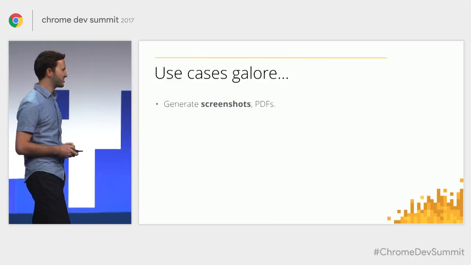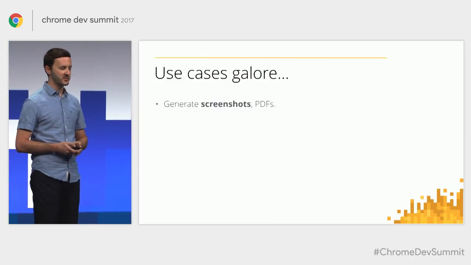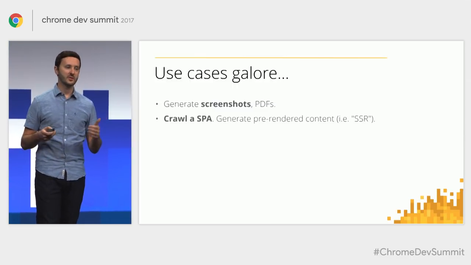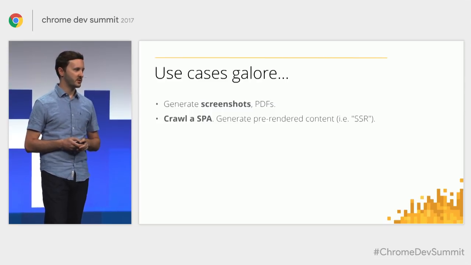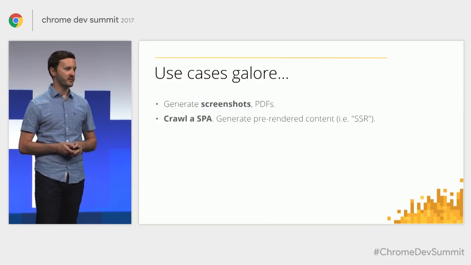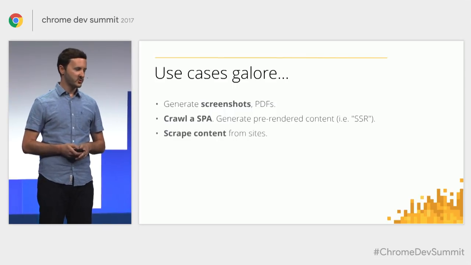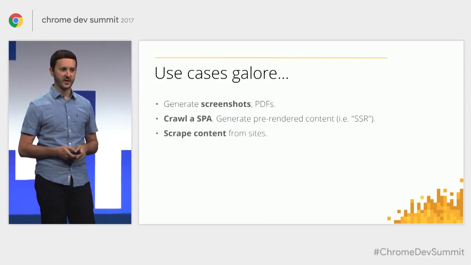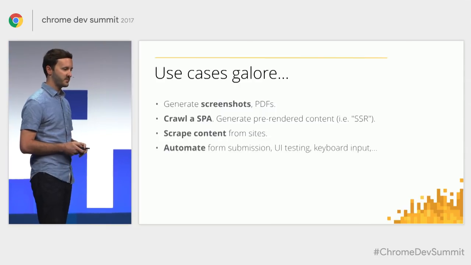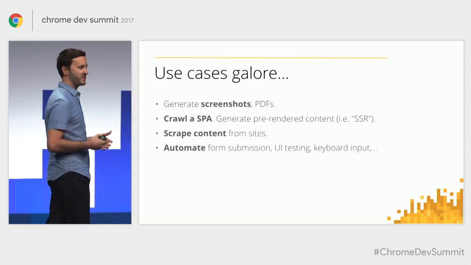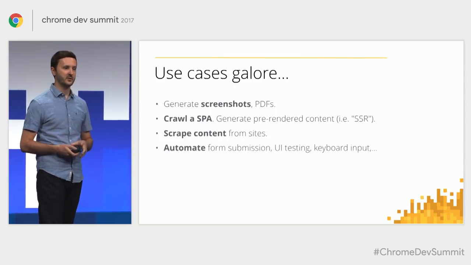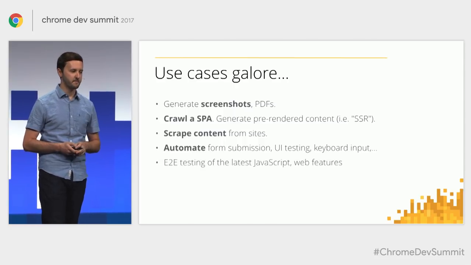So you can generate screenshots. You can create PDFs. That's pretty cool and useful. But maybe you want to do something like crawl your single-page application and render it server-side in the cloud for SEO purposes. You can do that with Puppeteer and headless Chrome. Scrape content from sites, and we'll show an example of that. Maybe you just want to interact with the page. You can automate form submission, maybe test your accessibility or keyboard handling using Puppeteer's APIs and headless Chrome.